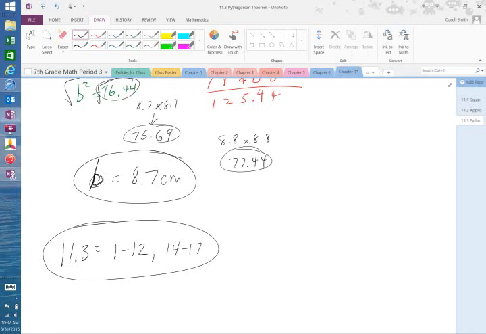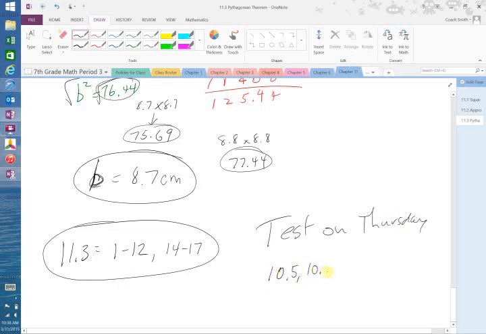Tomorrow we'll be doing some more stuff on Pythagorean Theorem, more real-world stuff where you're using it to solve problems. We'll do a couple of those things, and then we'll also review for our test. You will have a test on Thursday. Okay? Test on Thursday. And it will cover 10.5, 10.6, 11.1, 11.2, and 11.3.